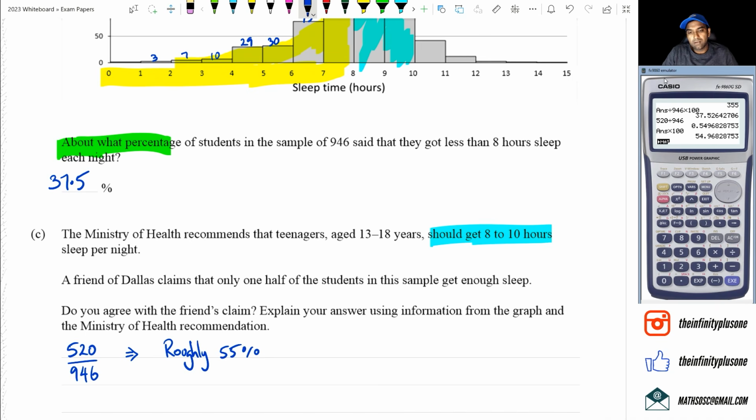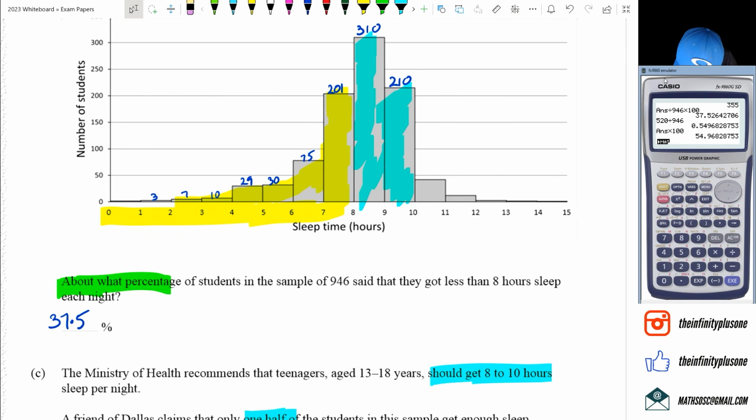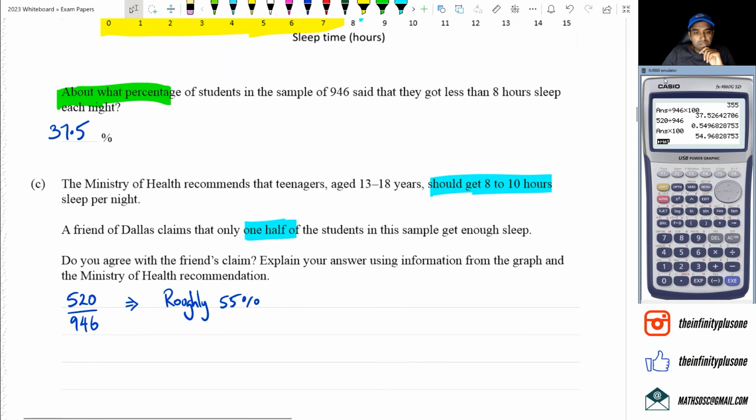And I guess on the claim here, you can actually say both ways. For example, you could disagree with this statement, because 55 is not exactly 1/2. Dallas's friend is saying 1/2 of the students get enough sleep, but in reality, it's 55%. Did I make a mistake here? 210, 310, 520. That looks all right. So that's one part of it.